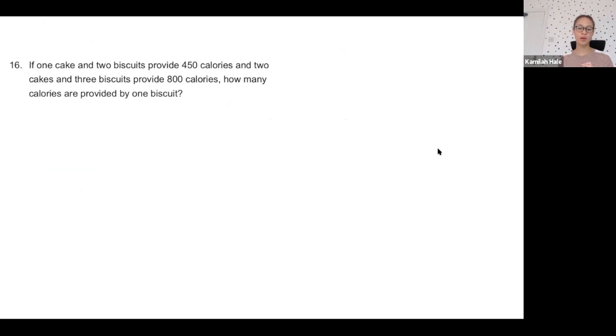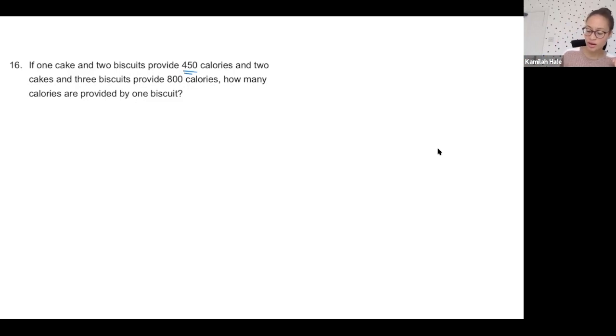Someone tell me in the chat where we would start. No, we can't divide by 3. We can't divide 450 by 3 because that would assume that all of the items are worth the same number of calories. Whereas what's more likely is that the cake and the biscuits are worth different amounts. So we can't just divide. We have to start by writing equations. We've done that every week.